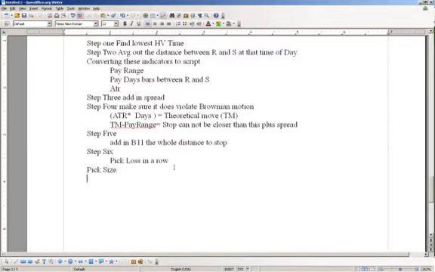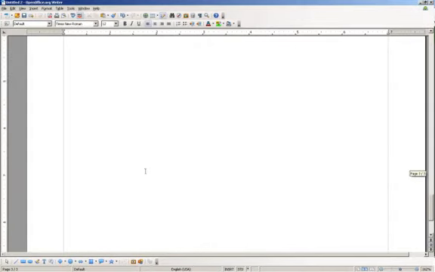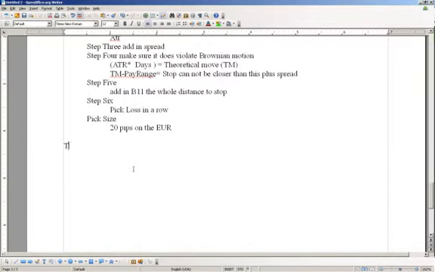I'm usually picking 20 pips on the euro. That's what I'm setting it to. Now you can change that based on those losses in a row. Now the trade management is this. The trade management is really your money management profile.